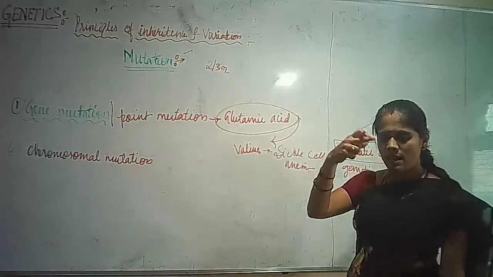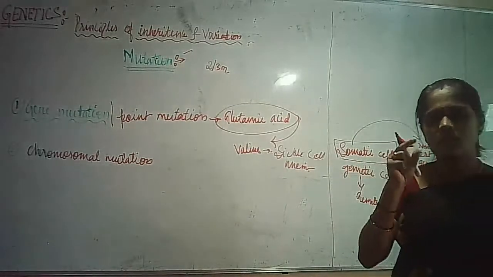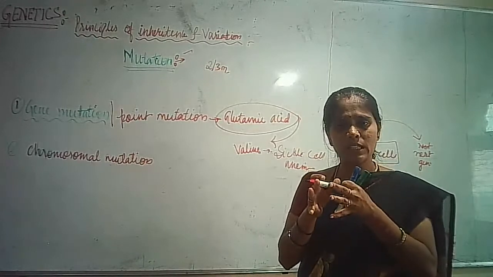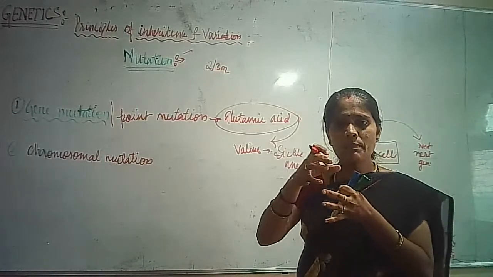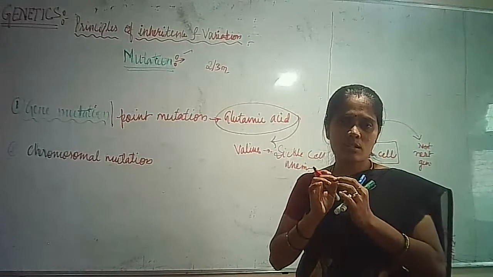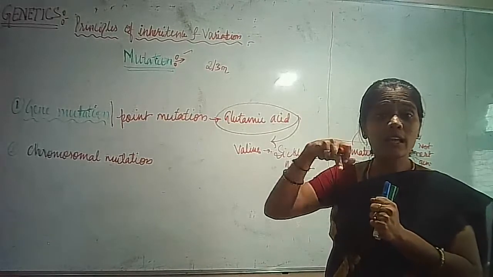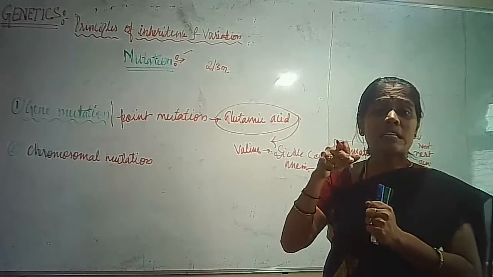The RBC cell shape will be changing. What is going to be affected at that time? The oxygen carrying capacity will be lost. It will be changing, isn't it? That is the anemic condition. The RBCs will become sickle shaped.